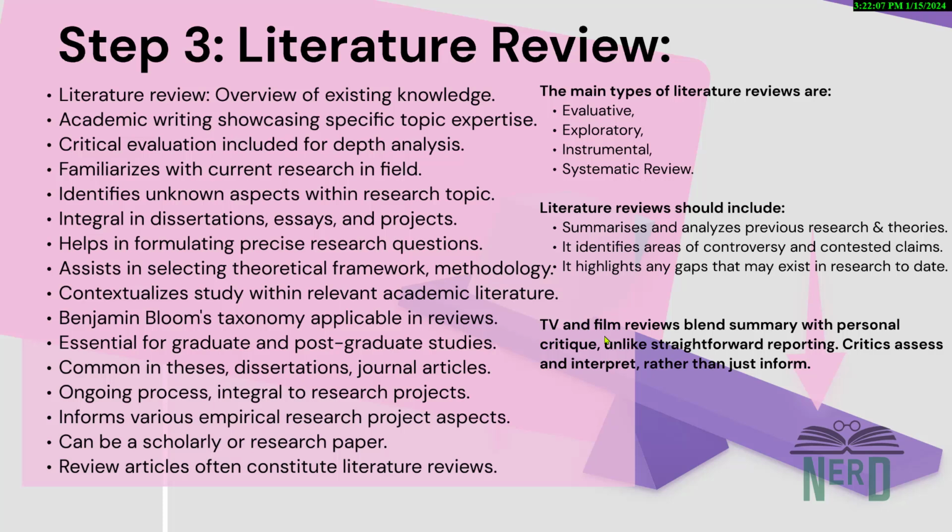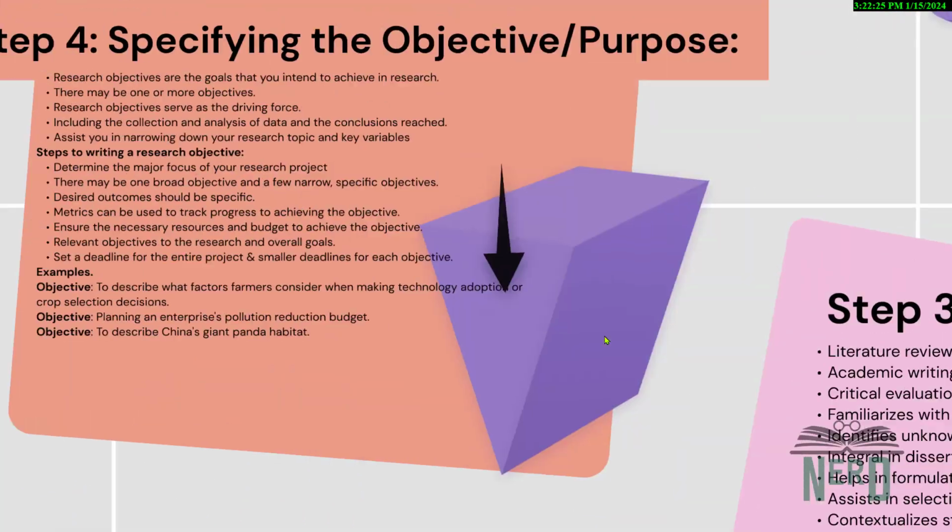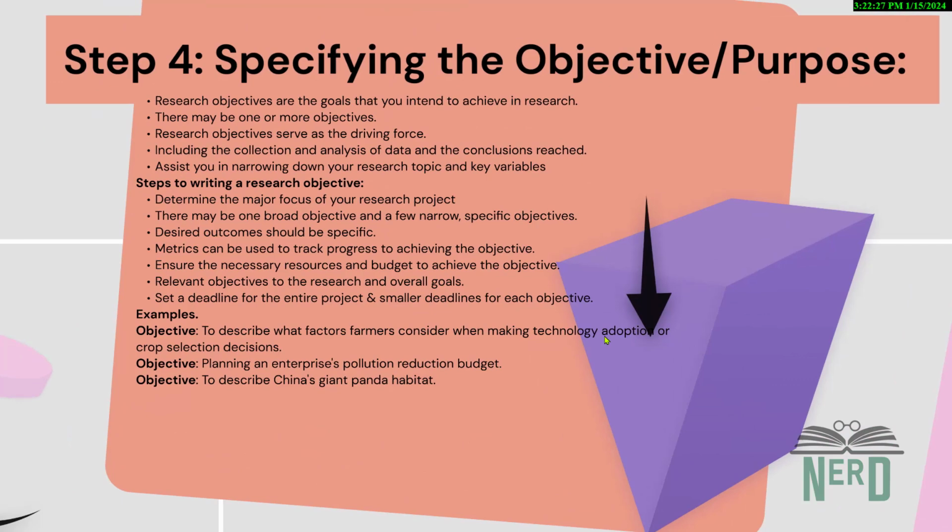So guys, there you have it. It was all about literature review, and as you know, it is your secret weapon in research. It helps you to see the big picture, find your niche, and set up your research on solid ground. The next step we have is specifying the objective and purpose. Very important step that you should follow when you're doing the research.